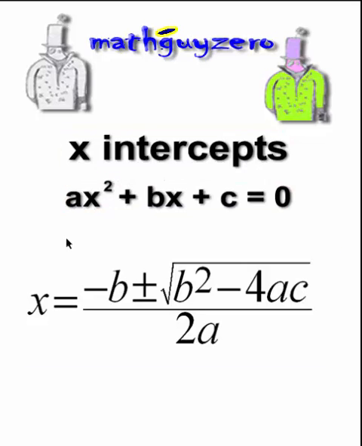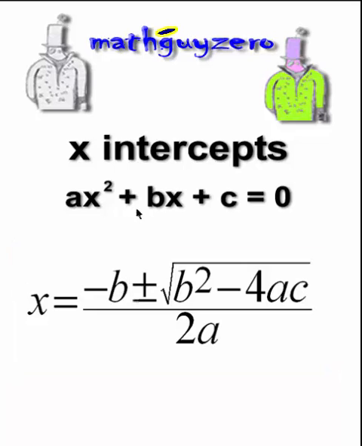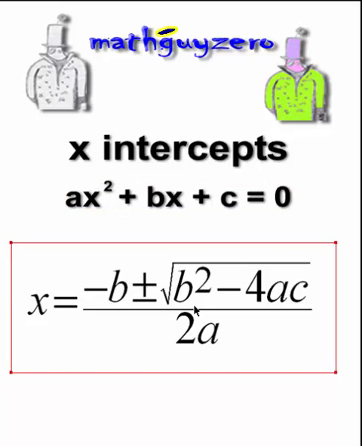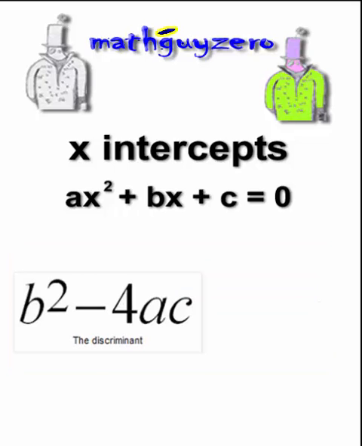And if you don't want to do it by graph, you should recognize this. What is this called? The quadratic formula. You just plug in the values for a, b, and c and it'll tell you what x is, and that'll tell you where it crosses the x-axis. This little part under the radical here is what we call the discriminant.